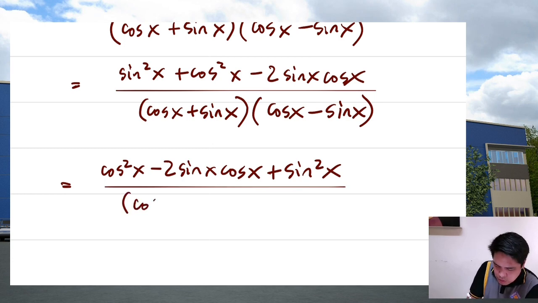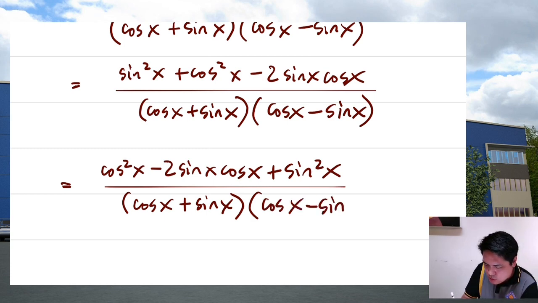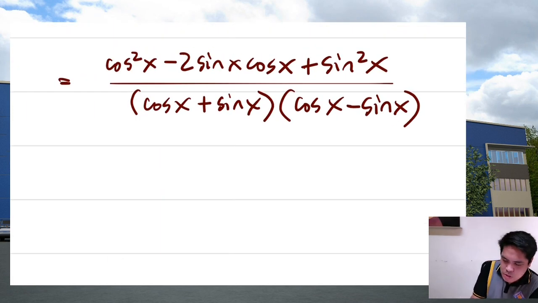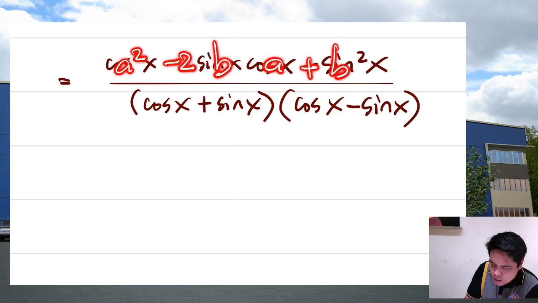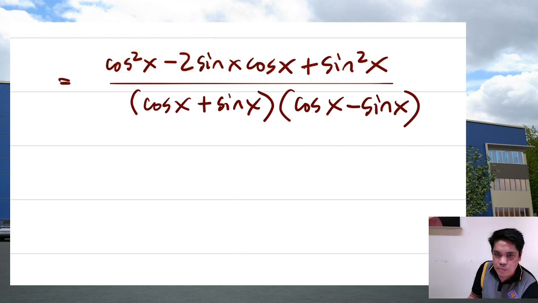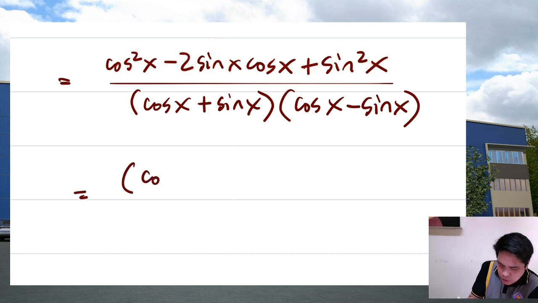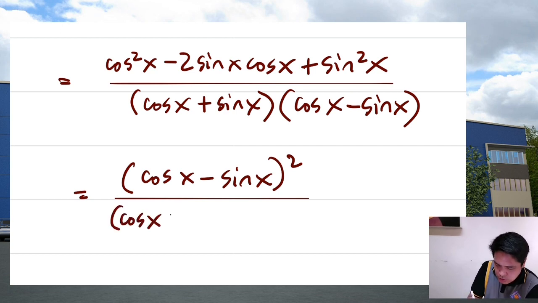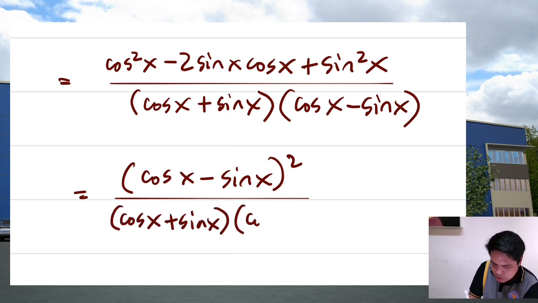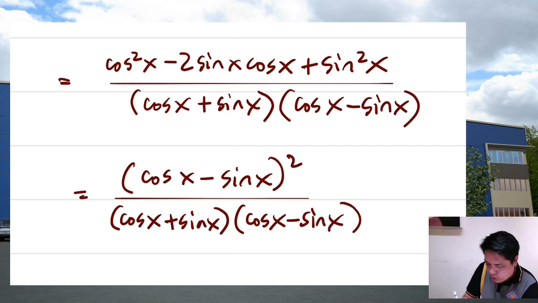Diba? So let me copy the denominator, cosine x plus sine x and cosine x minus sine x. The numerator is a perfect square trinomial. Look, it's a squared minus 2ab plus b squared. Diba? It's a perfect square trinomial. That is the square of cosine x minus sine x. And divide that by cosine x plus sine x times cosine x minus sine x.